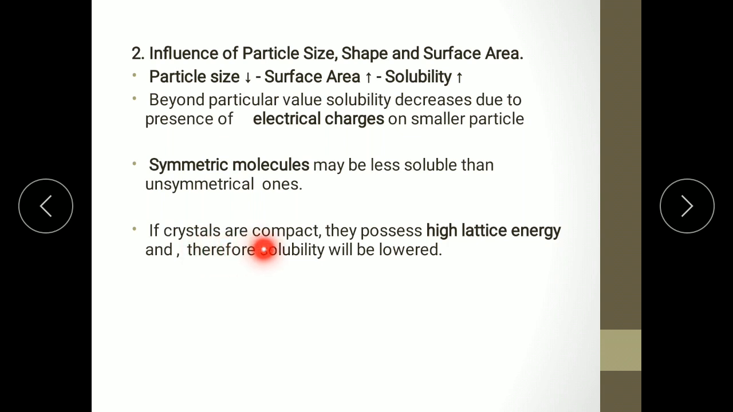Next, if crystals are compact, they possess high lattice energy and therefore solubility will be lowered. In crystals, you know that they have high lattice energy, so it is difficult to break the crystals. Therefore, their solubility will be lowered.